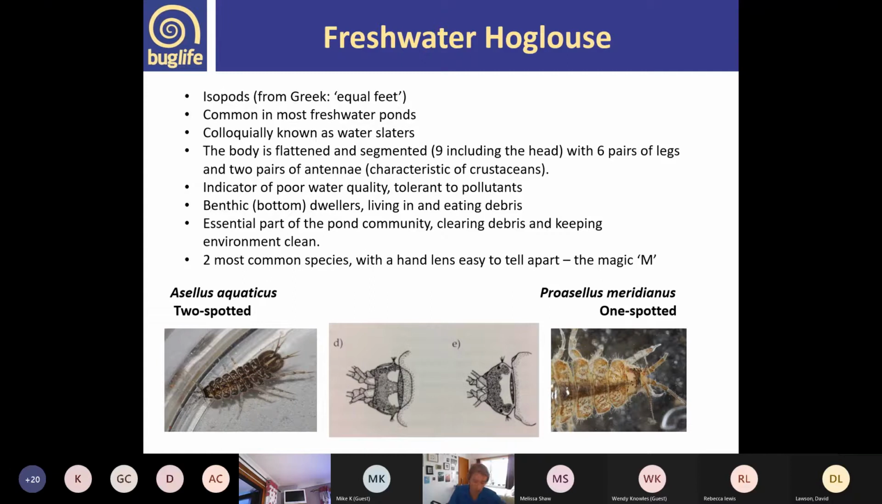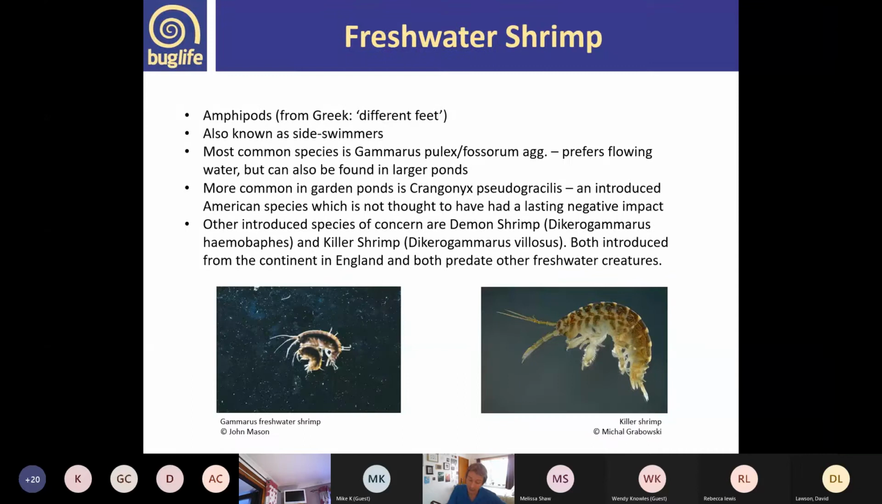Moving on to the next group of crustaceans, the amphipods. So the hog louse belong to the group isopods. Amphipods, translated from Greek, means different footed, or two kinds of legs. They do have two kinds of legs, five pairs for walking at the front of the body and three pairs for swimming at the back of the body. Another member of the amphipods would be the freshwater shrimps.